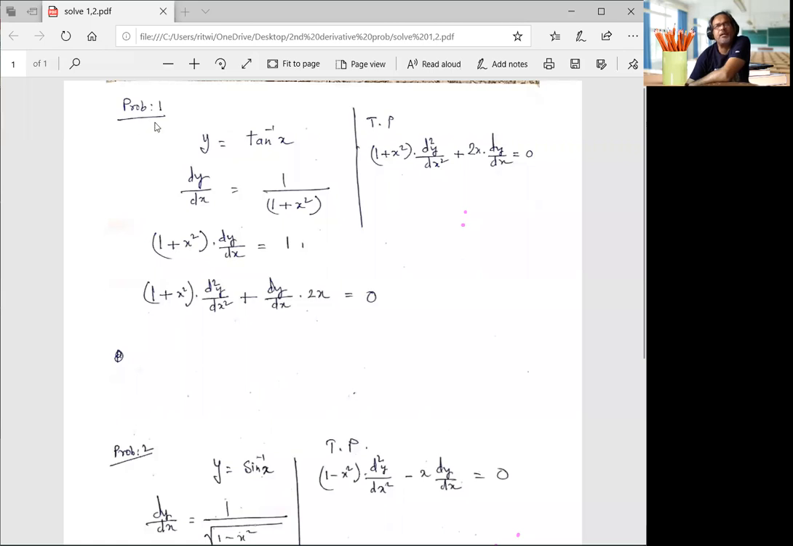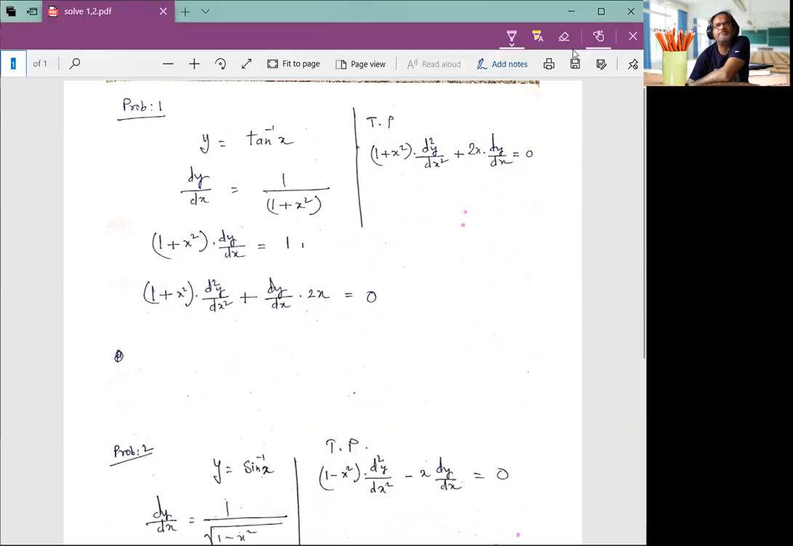Now you see this is the first problem. Problem number 1. Y is equal to tan inverse x. This is the inverse function. So y is equal to tan inverse x. Now you are differentiating this y, that is, you are operating d/dx on this y. So what will you get? dy/dx is equal to d/dx on this tan inverse x. That is, we are operating d/dx on tan inverse x.